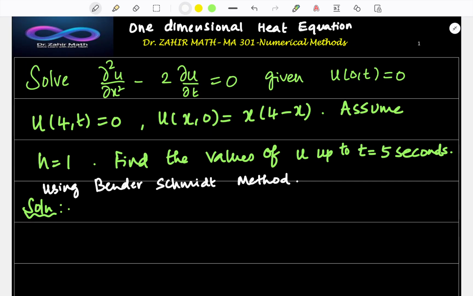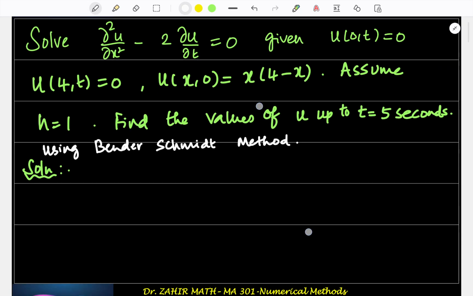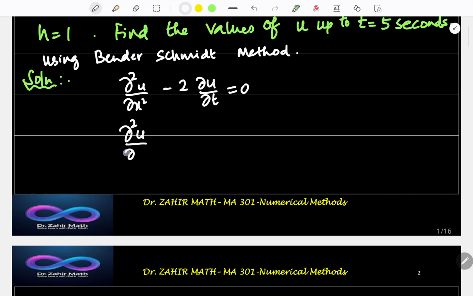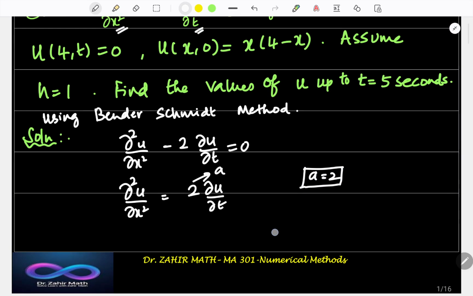Solve ∂²u/∂x² − 2 ∂u/∂t = 0. So this is a one-dimensional heat equation. How? One is the second order derivative and the other is the first order derivative. Keep that in mind. So given is ∂²u/∂x² − 2 ∂u/∂t = 0, which equals ∂²u/∂x² = 2 ∂u/∂t. I told you already the coefficient of ∂u/∂t is considered as a. So what is your a? a is equal to 2, right?